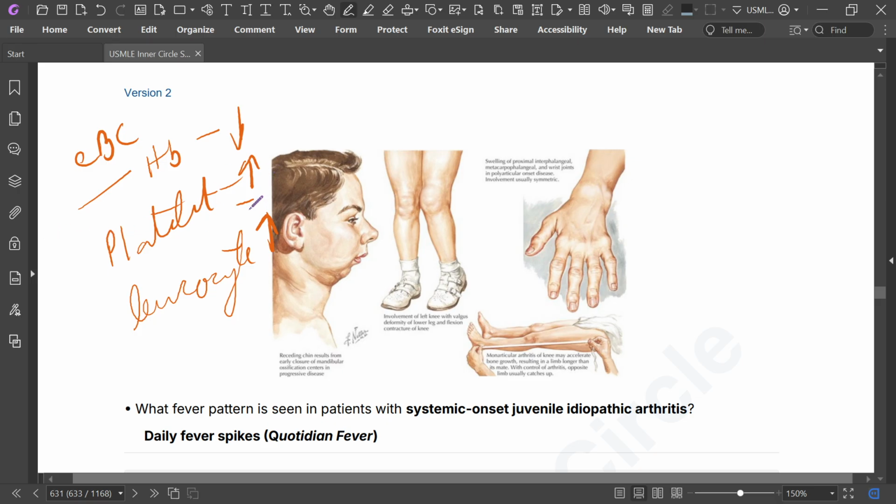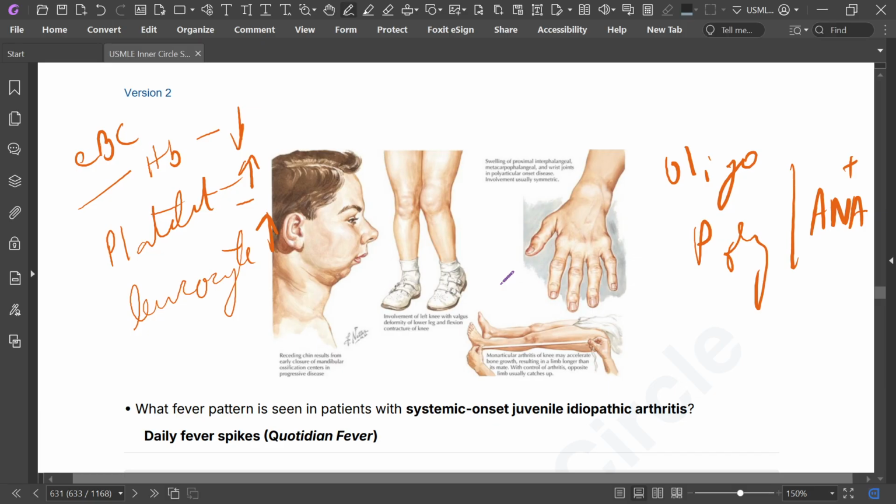The inflammatory markers ESR and CRP are increased, but can be normal in oligoarticular JIA. Regarding autoantibodies, in systemic JIA, ANA and rheumatoid factor are typically negative. In polyarticular and oligoarticular JIA, ANA is often positive in younger patients, associated with uveitis. So in oligo and polyarticular JIA ANA is positive, but in systemic JIA, ANA and rheumatoid factor are negative.